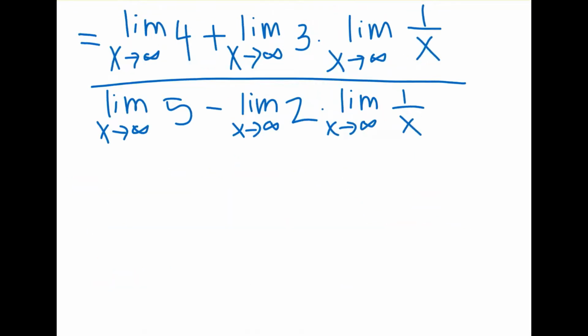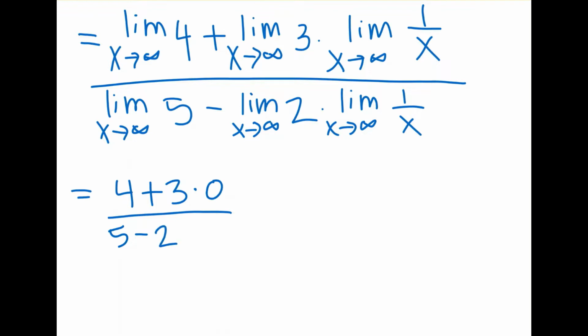4 is a constant, so the limit as x approaches infinity of 4 is 4. And by the same reasoning, the limit as x approaches infinity of 3 is 3. Now we multiply this by the limit as x approaches infinity of 1 over x, which we found was 0 in a previous example. The limit as x approaches infinity of 5 is 5 because 5 is a constant. And the limit as x approaches infinity of 2 is also 2.